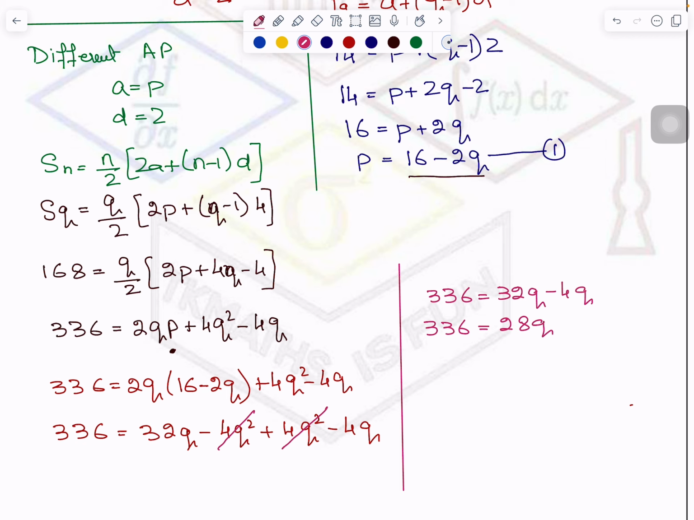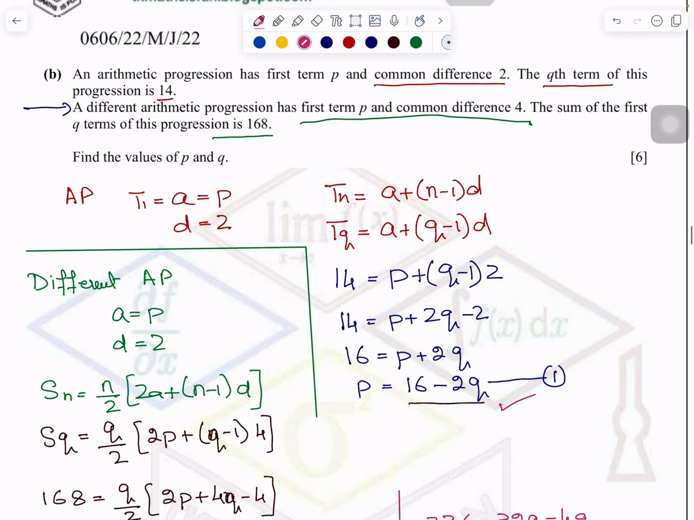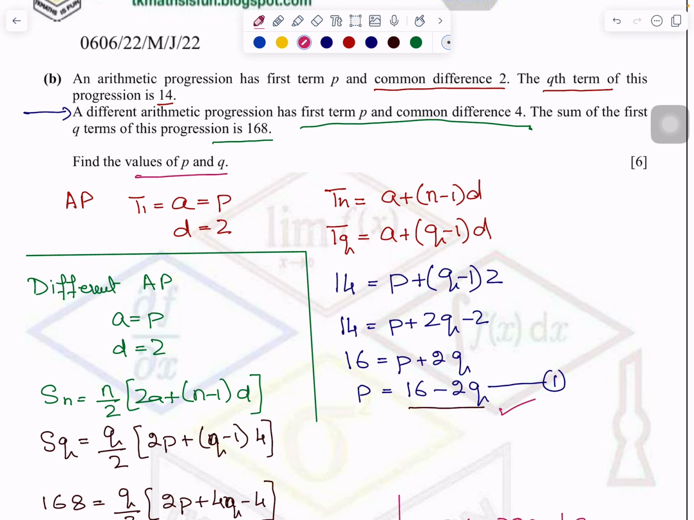Now what is 336 divided by 28? Let me check in the calculator very quickly. Meanwhile, you can check in your calculator. 336 divided by 28 is 12. So q equals 12. Now to find p, I will substitute in this equation: 16 minus 2 times 12, so it is minus 8. So I got my p and q values, and this is what the question is asking: find the values of p and q.